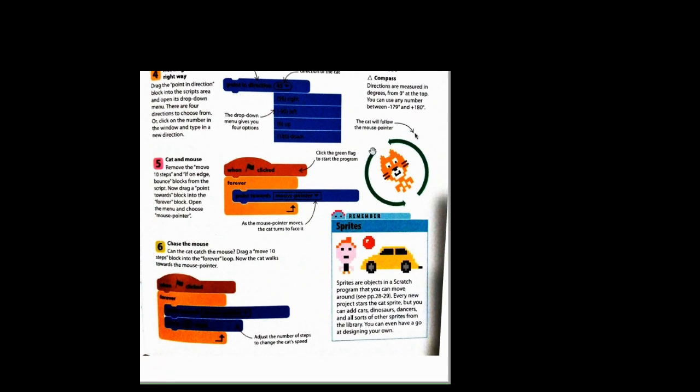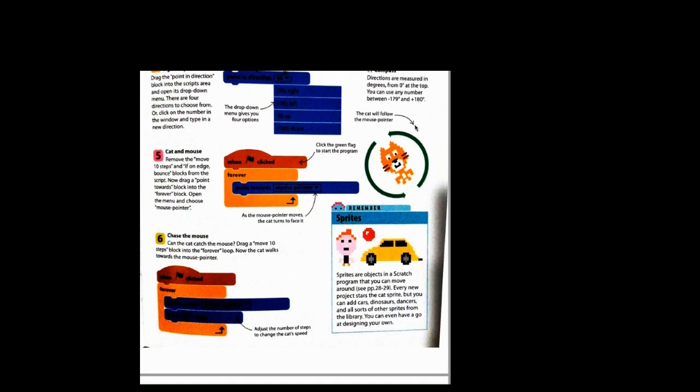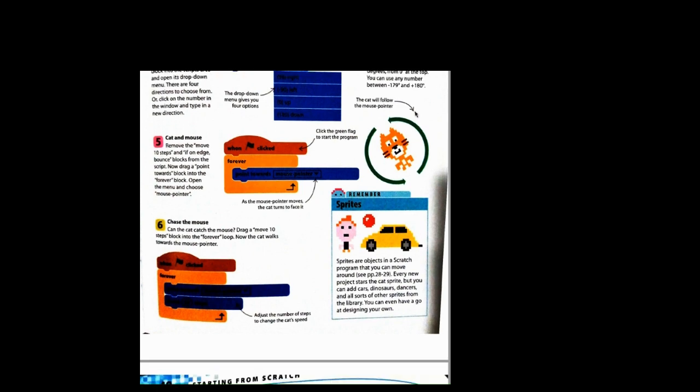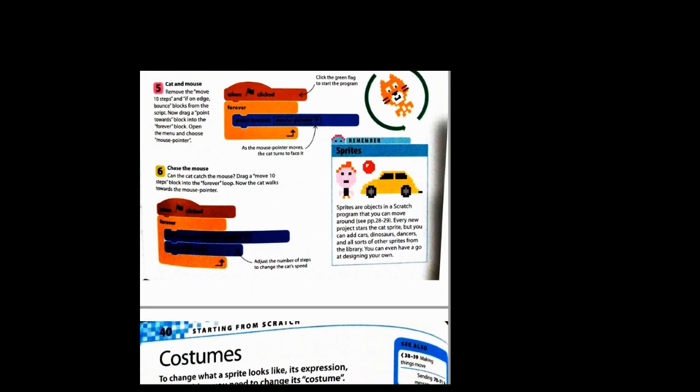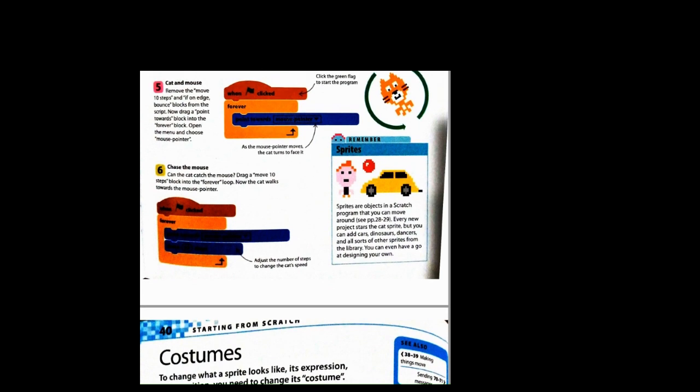The cat will follow the mouse pointer. Cat and mouse. Remove the Move 10 Steps and If on Edge Bounce blocks from the script. Now drag a Point Towards block into the Forever block. Open the menu and choose Mouse Pointer. Click the green flag to start the program. As the mouse pointer moves, the cat turns to face it.